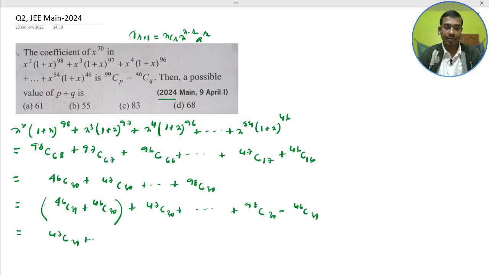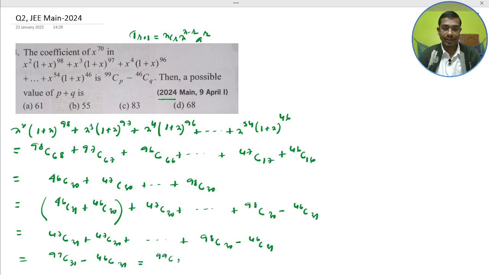47 C31 + 47 C30 + ... the last element 98 C30 - 46 C31. This would be what? 99 C31 - 46 C31, which is equal to 99 Cq - 46 Cp. Given the equation, 99 Cp - 46 Cq.